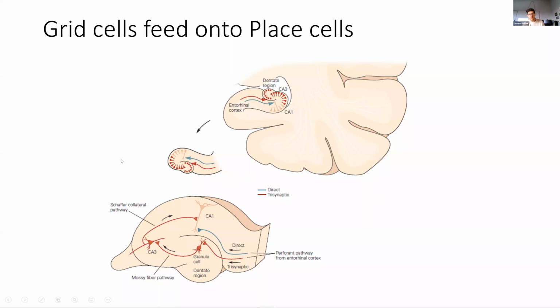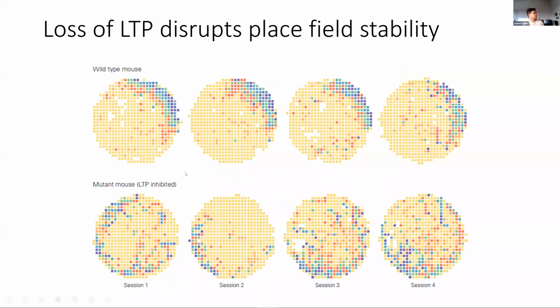So the same way with the loss of the performance in the Morris water maze, if you disrupt LTP, you actually disrupt the formation of place cells. So here's a wild type mouse. You have a neuron that prefers this upper right quadrant of the open field. If you inhibit LTP, you see that on a session by session basis, there's no clear development of a place field in the firing of the neurons within the hippocampus of these mice. Okay.